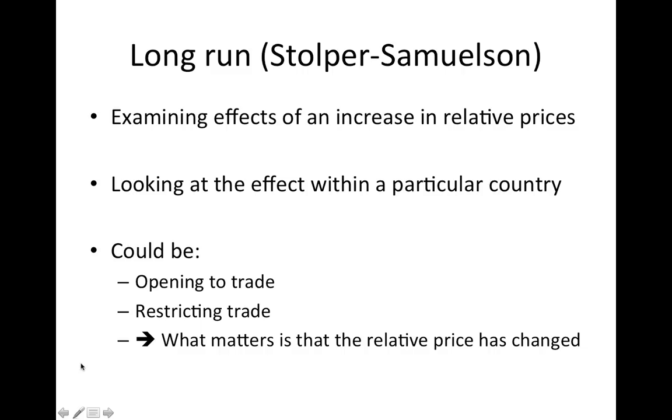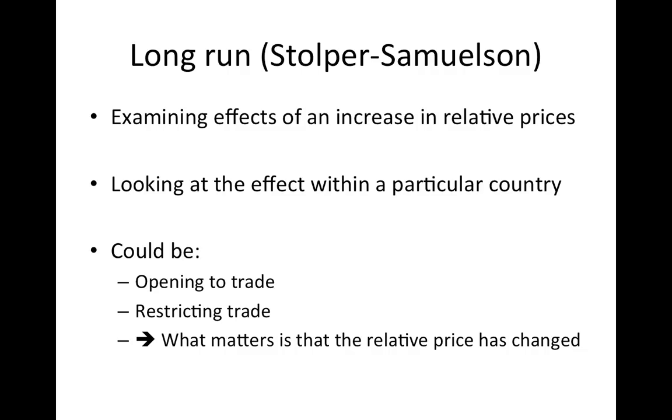I'm going to turn now to the long-run effects of increasing relative prices on the incomes of various groups within a particular country. So this Stolper-Samuelson result is looking at essentially the effects on the distribution of income, the real purchasing power of factors within a particular country. So we're not looking at this across countries. It's all within a particular country.